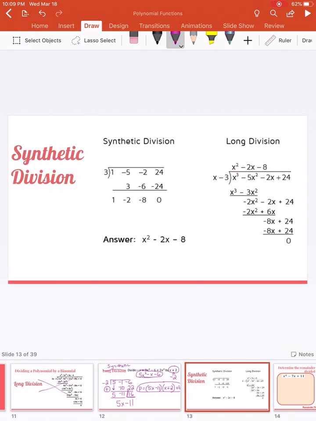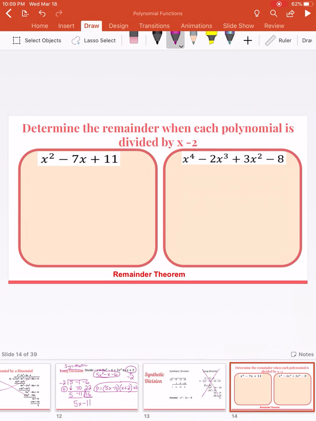So this just shows you the difference between long division and synthetic division. Again, long division in Math 30-1, we really don't need to worry about that. What we're going to do now is synthetically divide a few more examples. So we'll start off and take our 0 of x minus 2. So my 0 would be 2.